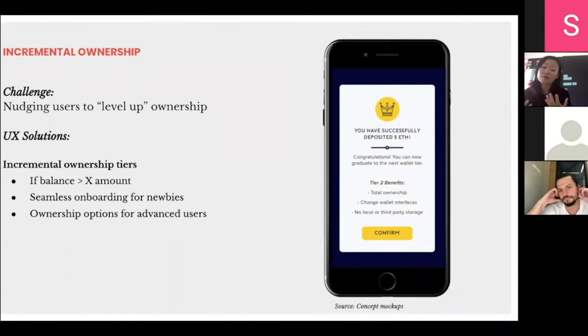We love the idea of incremental ownership. What this means is, when someone starts a wallet, maybe not front loading the entire seed phrase experience at the start. What you could do is wait till the wallet has crossed a certain threshold in terms of its balance before nudging them towards downloading their seed phrase or backing it up. What we call this is incremental ownership tiers, to make it a lot more seamless for crypto newbies, so we don't have to front load them with crazy experiences like backing up their seed phrase at the start.